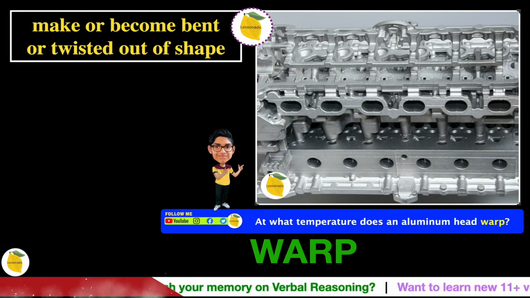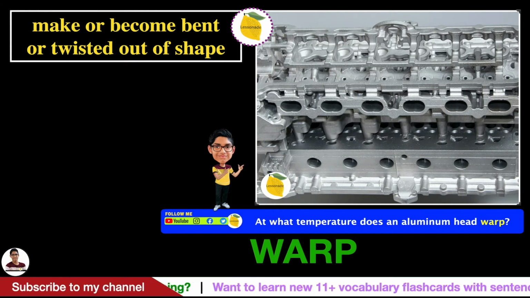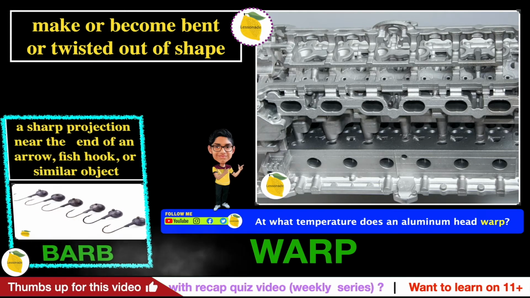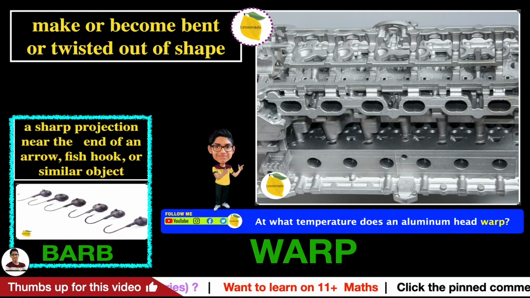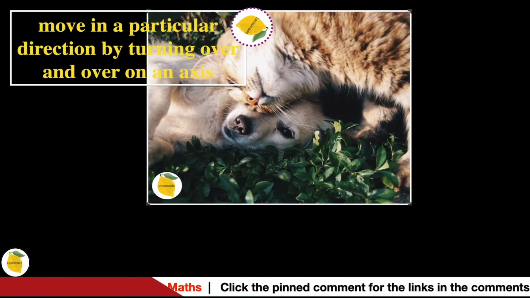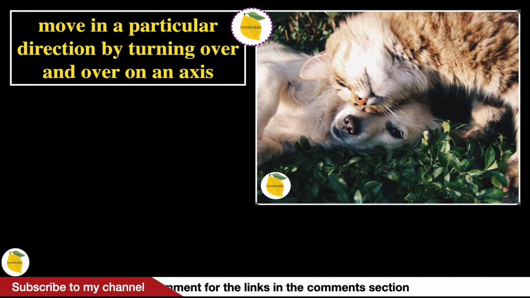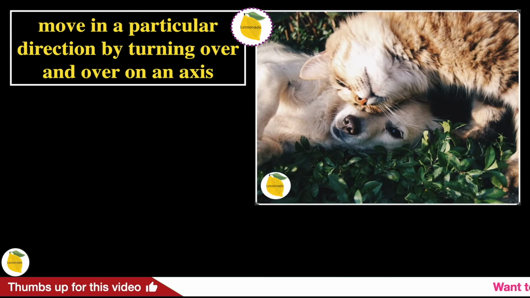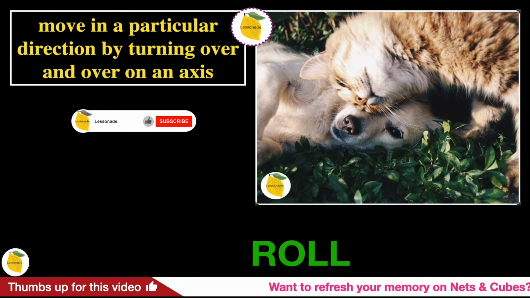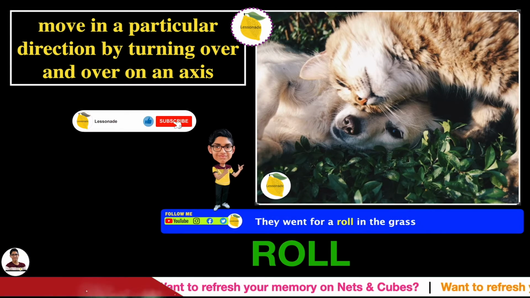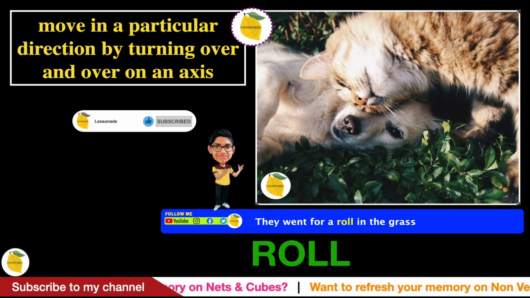So once again, before we go on to the next one, let's try to recall the previous slide, and the word we learned in the previous slide is barb. Let's go on to the next one. The next one is a move in a particular direction by turning over and over on an axis. In this picture, we can see a dog and a cat moving in a particular direction by turning over and over on an axis, and therefore the word will be roll. And the sentence for this word is, they went for a roll in the grass.